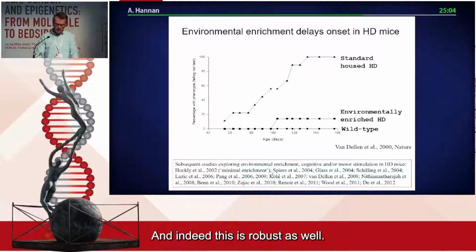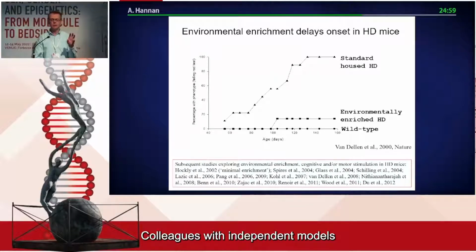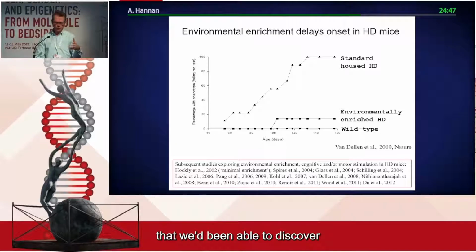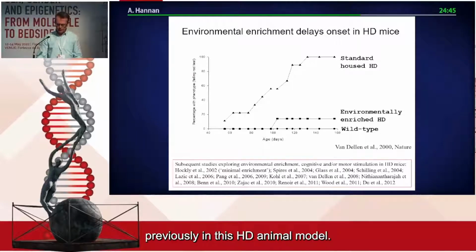And indeed, this is robust as well. Colleagues with independent models of Huntington's have independently replicated this many times. We've been able to show not just delay in motor onset, but delay in cognitive deficits modeling dementia, and delay in the depression-like signs that we'd been able to discover previously in this HD animal model.